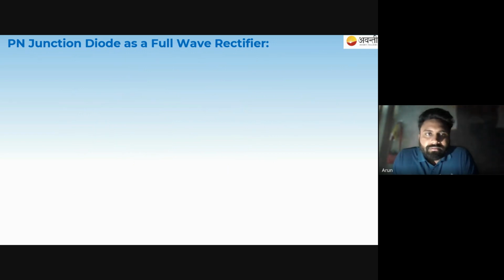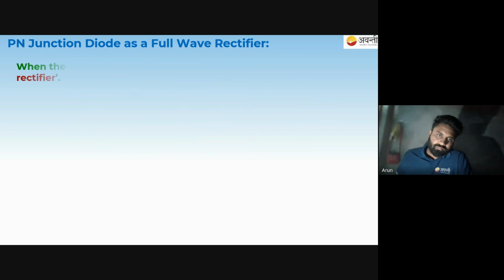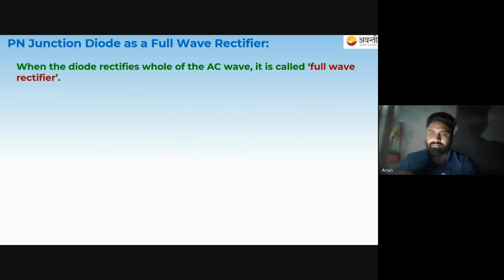Now we will deal with the p-n junction diode as full wave rectifier. Okay. So for full wave rectifier, what you can do is just add. Let me just show you. For reverse biasing condition, sorry. So this is the half wave rectifier. This is set up for half wave rectifier. Got it? This is half wave rectifier.